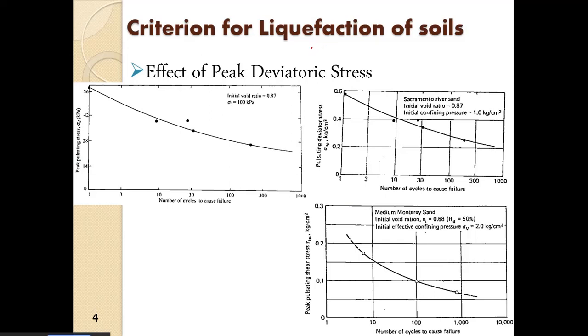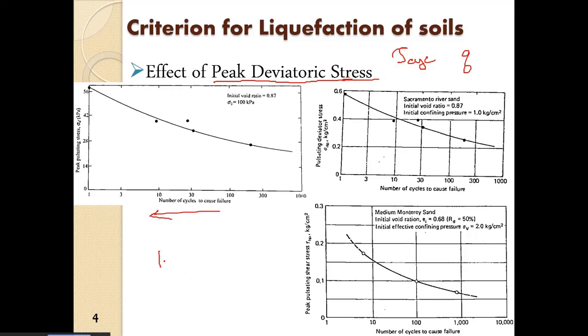So, summarizing all the tests that have been done, we can pick out some of the main factors or main criteria which are very important as far as liquefaction is concerned. One is obviously the peak deviatoric stress. So that is the tau cyclic, as you say, all right, or Q. So that is the peak deviatoric stress. With peak deviatoric stress, peak pulsating stress, we see that the number of cycles reduces.